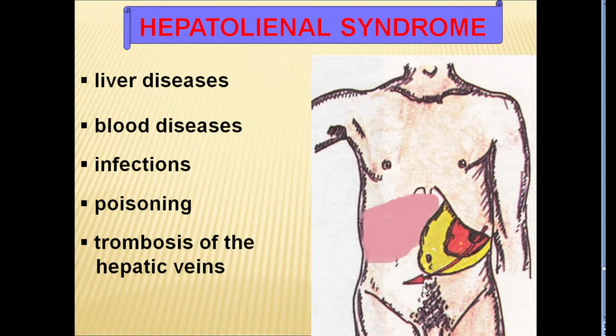Thrombosis of the hepatic veins due to disordered blood flow provokes splenomegaly. And some spleen diseases, but they are more rare problems. I put pathology depending on the activity. And first of all, hepatorenal syndrome is characteristic for liver, blood, and infectious diseases.